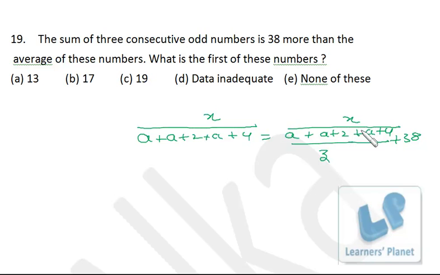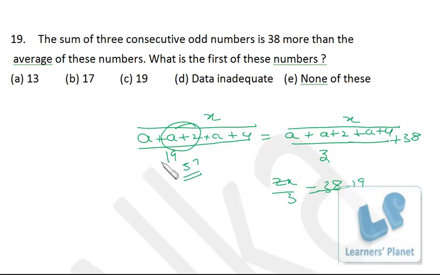Okay, so precisely it is x minus x by 3 is 38. So 2x by 3 is 38. So x is equal to 57. That means the sum of these three numbers is 57. So the sum of these three consecutive odd numbers is 57. So the average will be 57 by 3, that is 19, and this number will be the average, and this number will be 2 less than this. So it is 17. So the smallest number, or the first number we can say, is 17. Okay, so that's pretty simple.